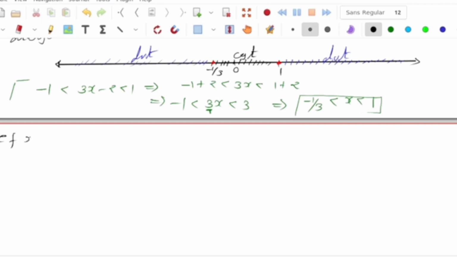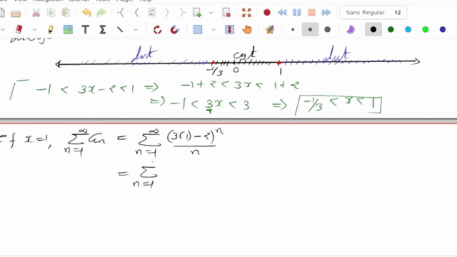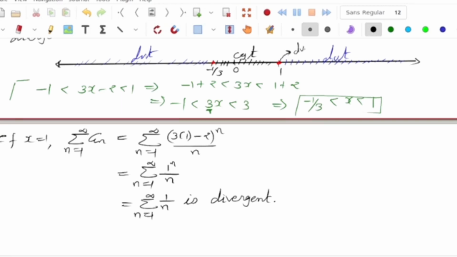If x equal to 1, then summation a_n, n equal to 1 to infinity, is summation n equal to 1 to infinity of (3x minus 2) raised to n divided by n. So that is 3 into 1 minus 2, raised to n, divided by n. 3 minus 2 is 1, so this is 1 raised to n upon n, which is nothing but summation n equal to 1 to infinity of 1 upon n, and which is divergent. Summation 1 upon n is divergent, this is a very well known series. So when x equal to 1, the series is divergent.